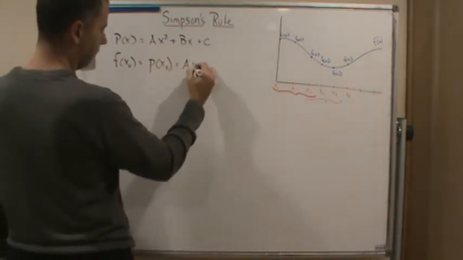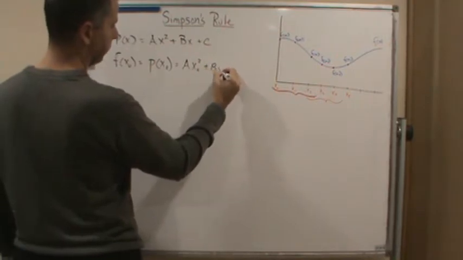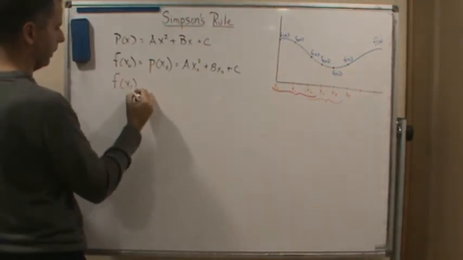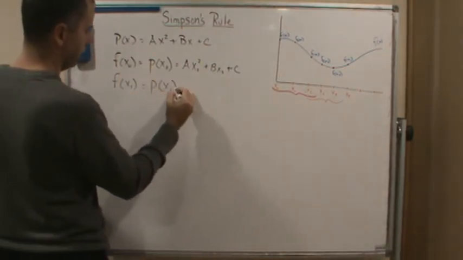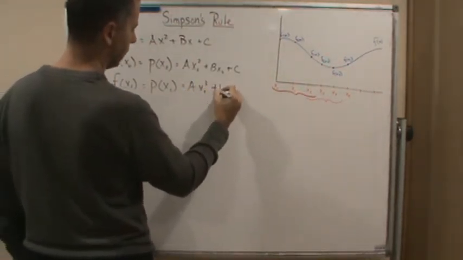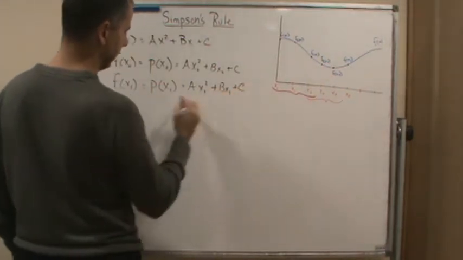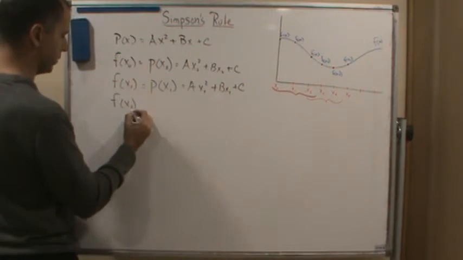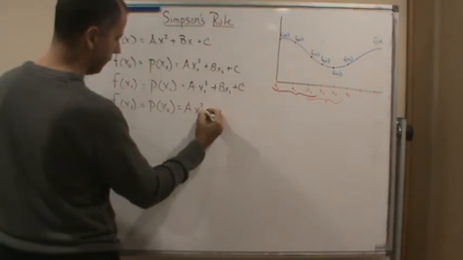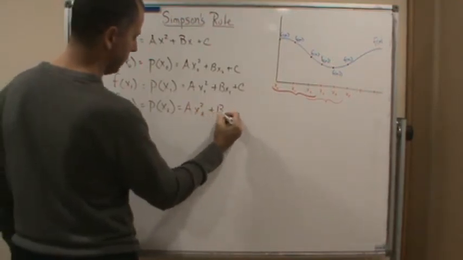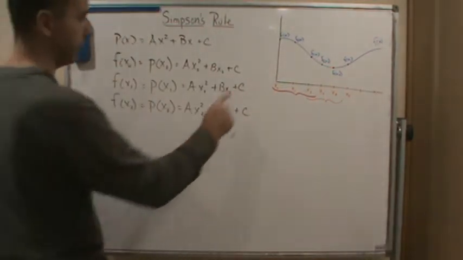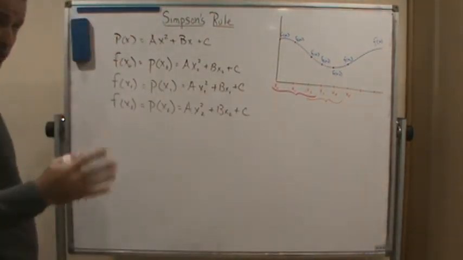which equals a x0 squared plus b x0 plus c, and then f of x1 equals p of x1, which is going to equal a x1 squared plus b x1 plus c, and then f of x2 equals p of x2, which is then going to equal a x2 squared plus b x2 plus c. So that has to be true, because the parabola goes through those 3 points, which is what we're forcing it to do.